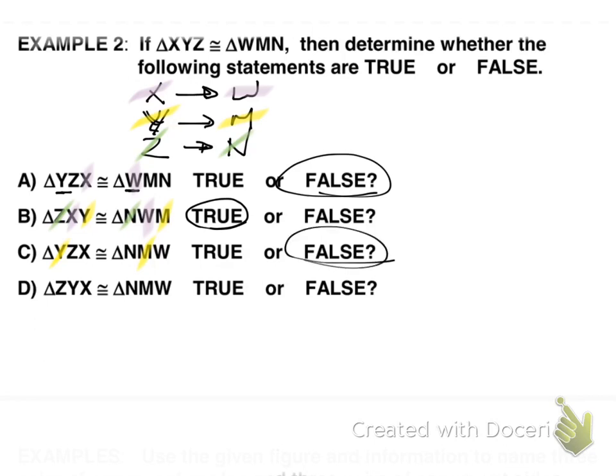And Z, Y, X. So we have Y and we have M and we have X and W and we have Z and N. Okay, so again, they're in the corresponding parts. They match where they are in the name. So this D statement would be true.